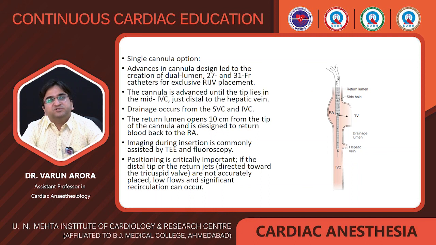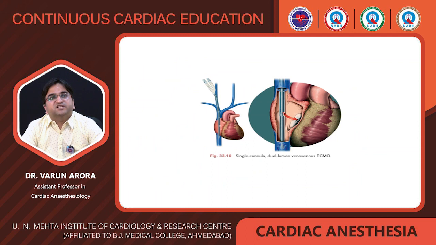The return lumen opens 10 cm from the tip of the cannula, and it is designed to return blood back to the RA. Imaging during insertion is commonly assisted by transesophageal echocardiography and fluoroscopy, and positioning is very important. If the distal tip or the return jets are not accurately placed, then low flow and significant recirculation can occur. So as I already told, the return jet is ideally placed towards the tricuspid valve.